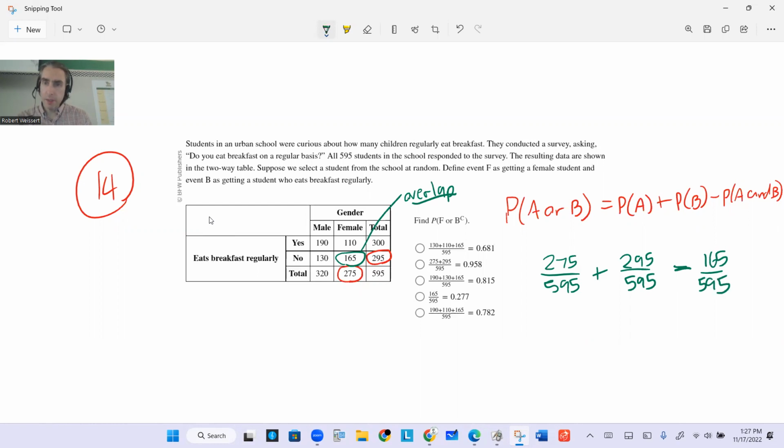And let's see, so you're going to add those together. And well, that's not on here. So what we're going to do instead is look at the individual numbers that make that up. The numbers that make up 275 are these two, and the numbers that make up 295 are those two. Those three numbers are what we could add to also get the same number. So 130 plus 165 plus 110, do not count the 165 twice. And it's going to give you, looks like up here, 0.681.